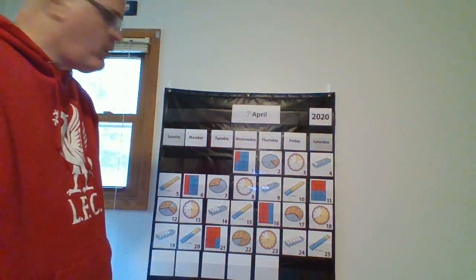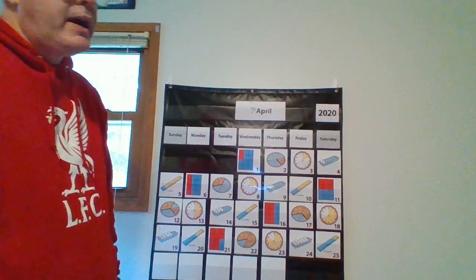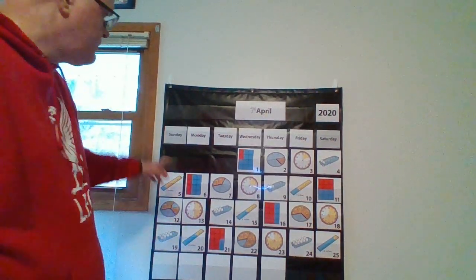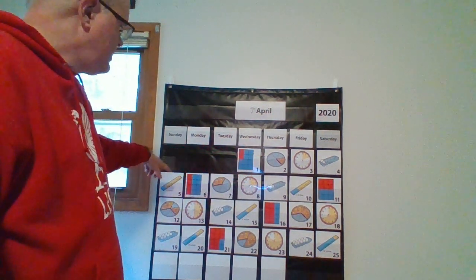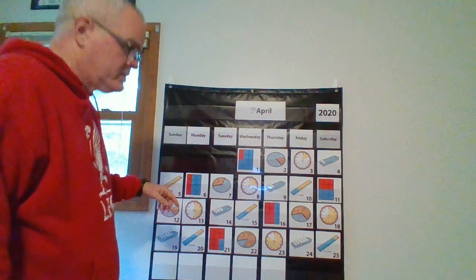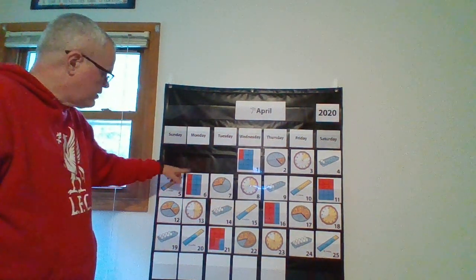Hey guys, on today's math number corner lesson, we'll pretty much be finishing up our calendar. All right. So, looking at our calendar so far, we've noticed some patterns where it goes an array, a pizza, a clock, a carton of eggs or a dozen eggs, a ruler, and then it goes back.